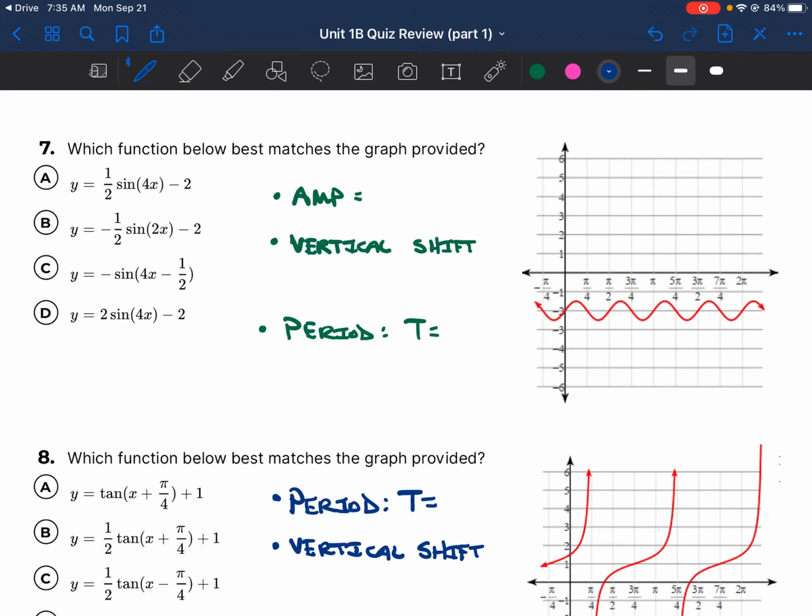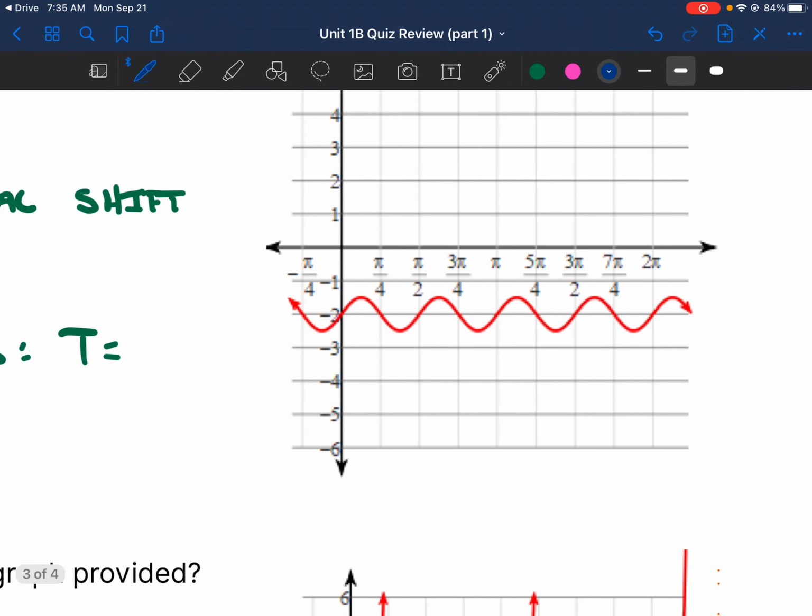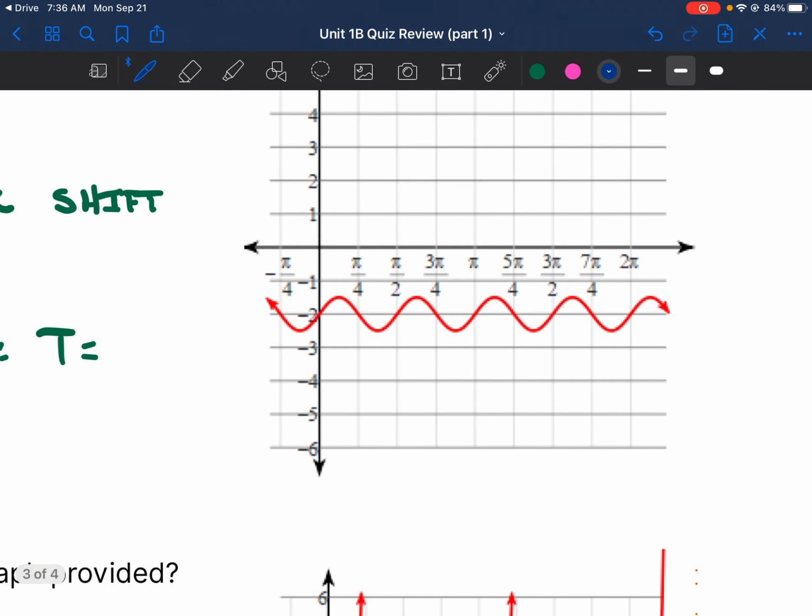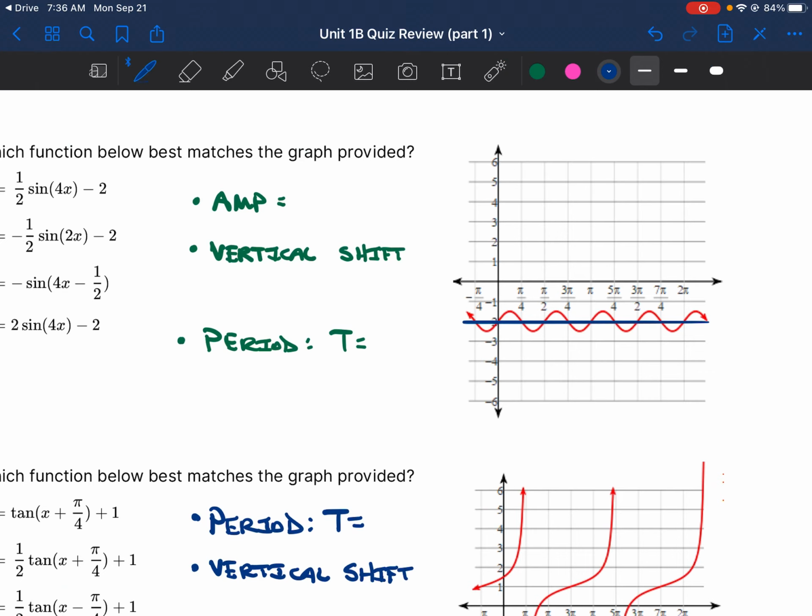So let's take a look first at the amplitude. We're looking here, and let's identify the midline. It's looking like the midline will be here at -2. And looking at the midline, from midline to minimum or midline to maximum, either or, we're going to have an amplitude of 1/2. So amplitude equal to 1/2.